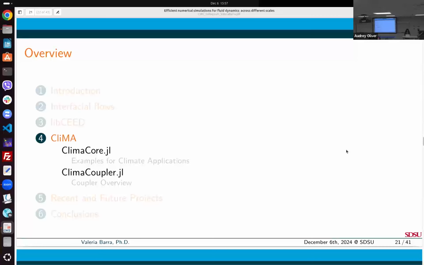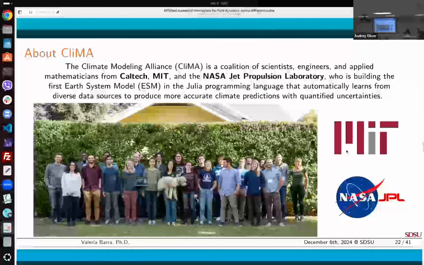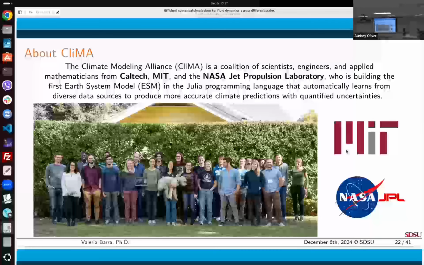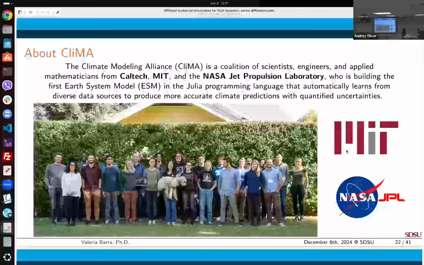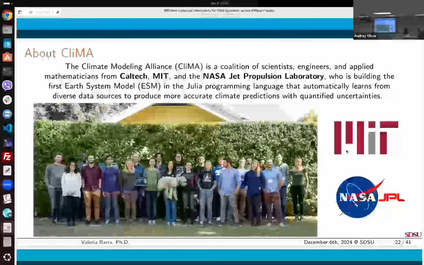Okay. So this is CLIMA. CLIMA is a coalition of scientists, engineers, and applied mathematicians like me from Caltech, MIT, and NASA JPL. I was part of this project, which stands for Climate Modeling Alliance, for a little over 3 years. They are building the first Earth system model in the Julia dynamic programming language. This is the very first effort to build an Earth system model, so a climate model that describes the entire Earth climate, in the Julia language.